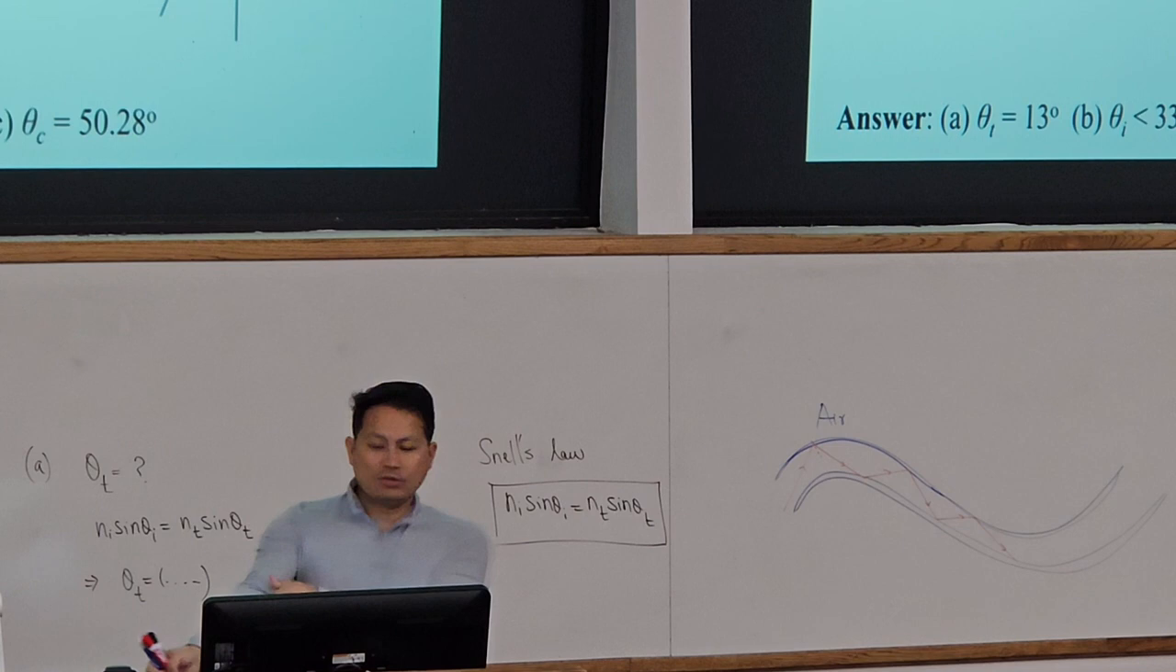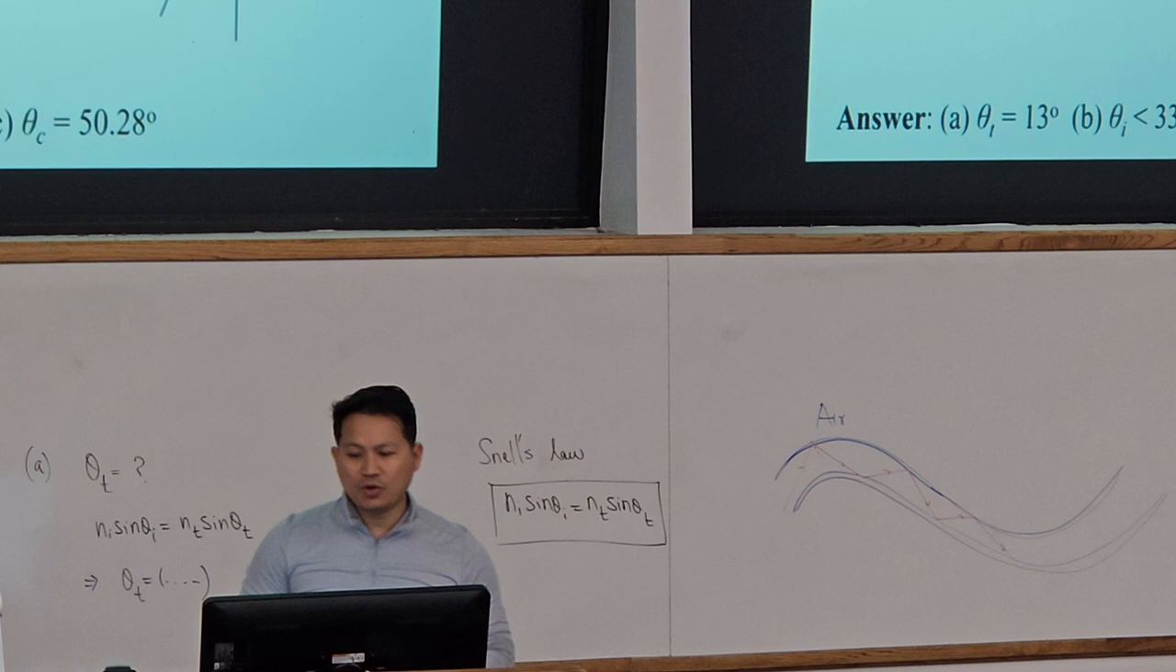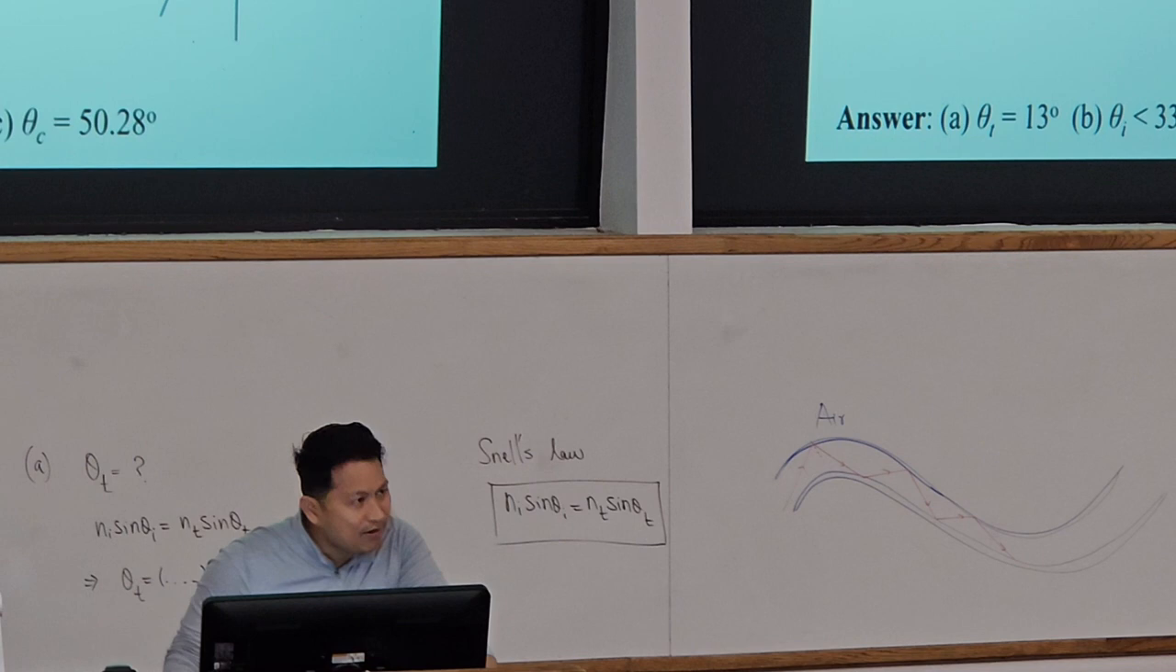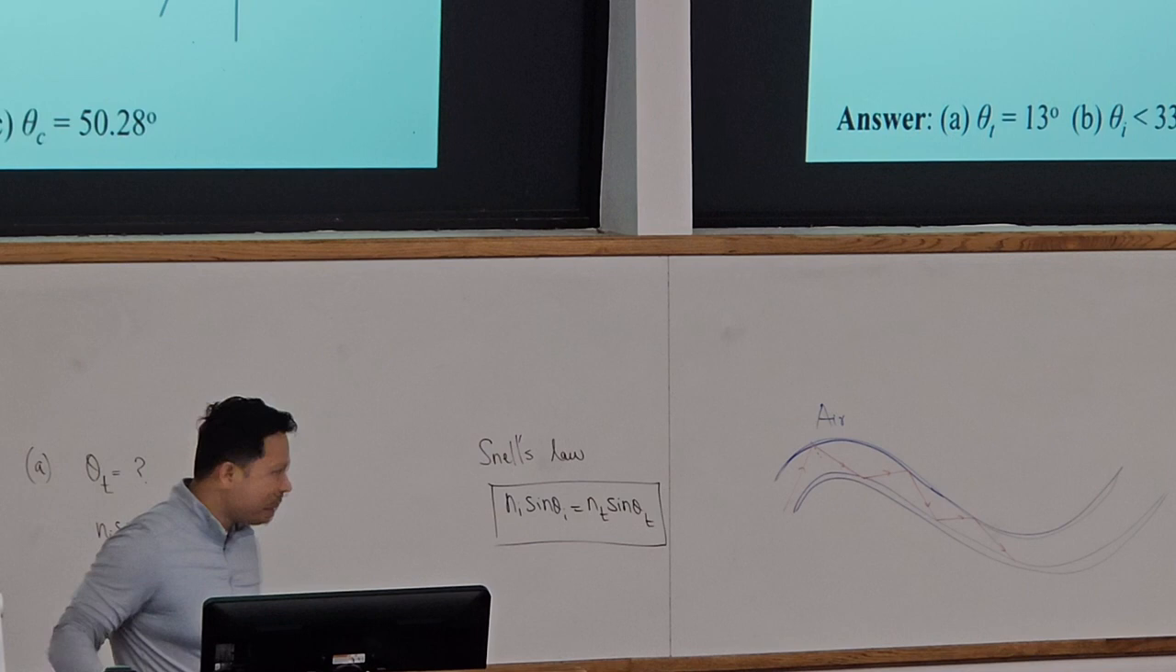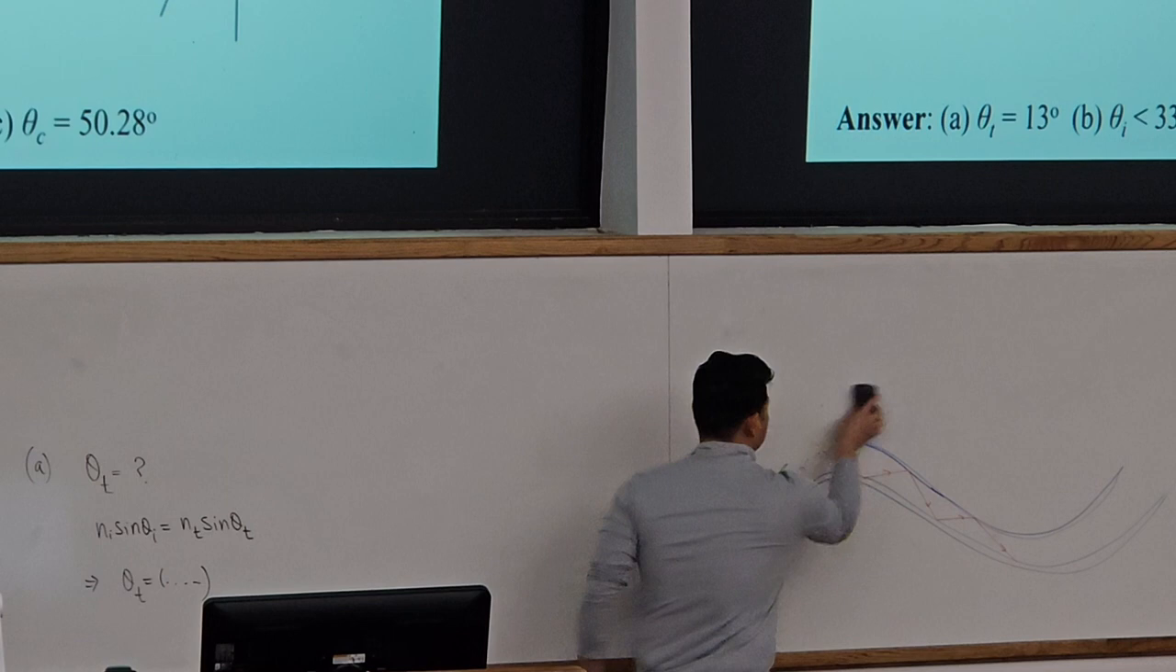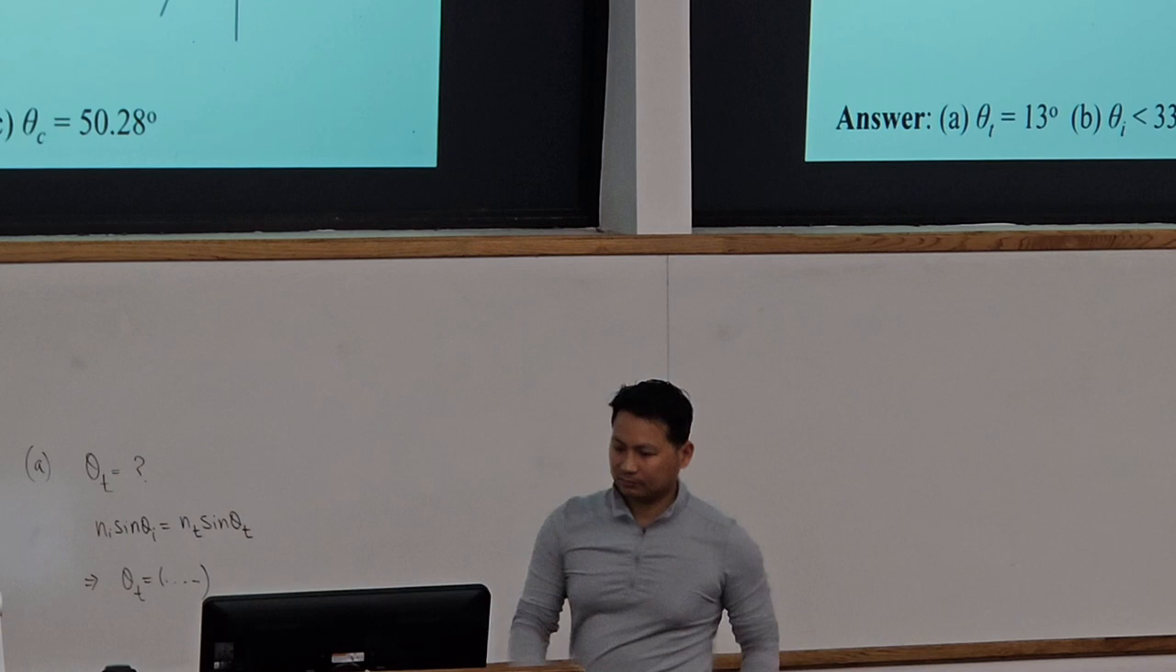Part B asks what should be the angle of incidence if we want an angle of refraction not greater than 45 degrees. This is a conditional sentence. I want an angle of refraction theta T not greater than 45, so I need to find the corresponding theta I value. Let me write the part B over here.